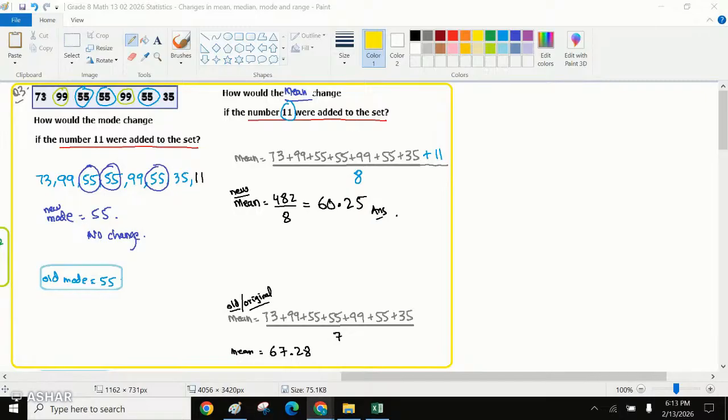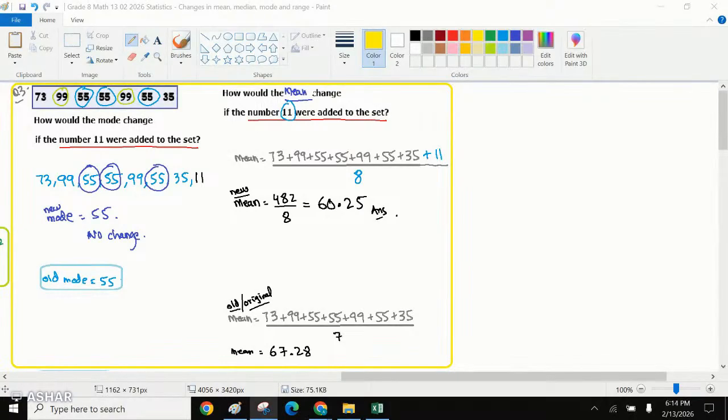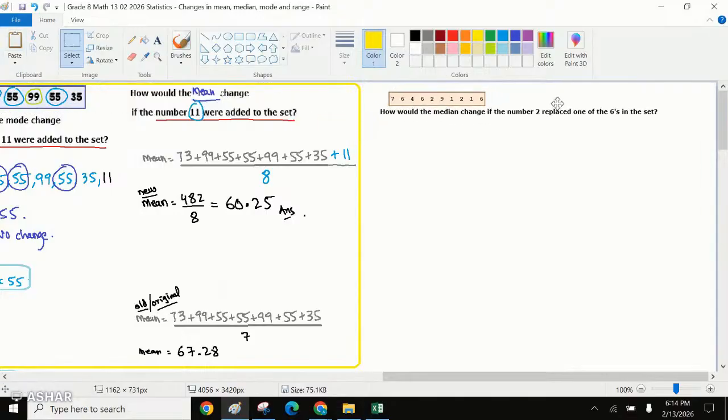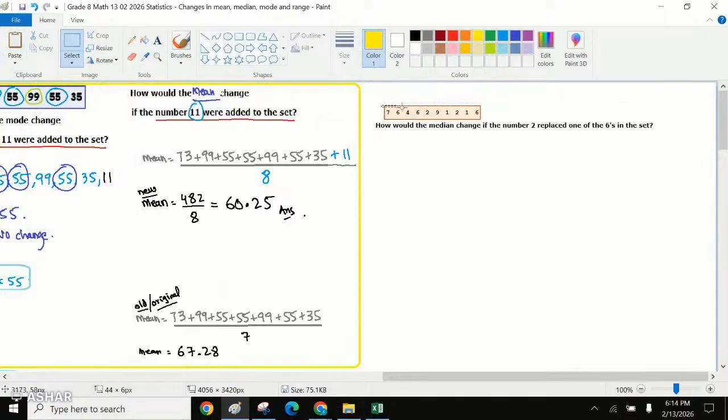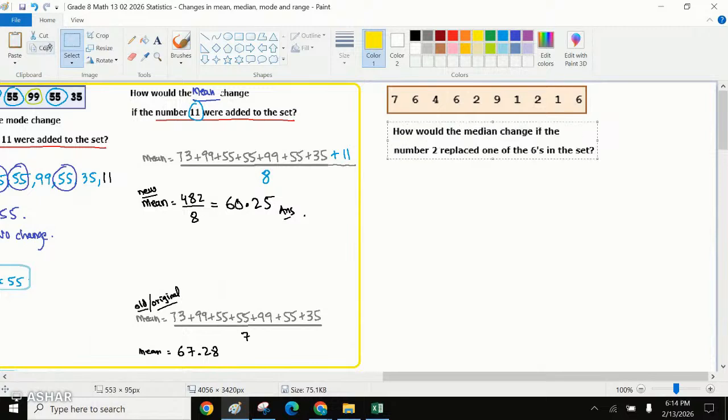Okay, for the next question, we look at this set of 10 numbers and we want to see if there would be a change in the median. That would be question number 4. If these 10 numbers were given to us, they are asking, how would the median change if the number 2 is replaced by a 6? Okay, this is our question number 4.